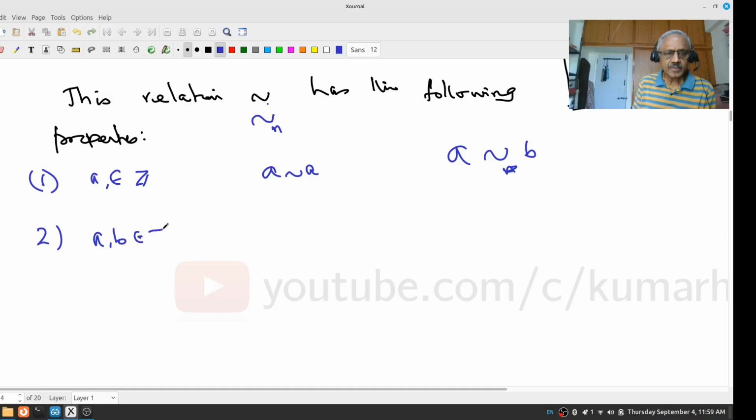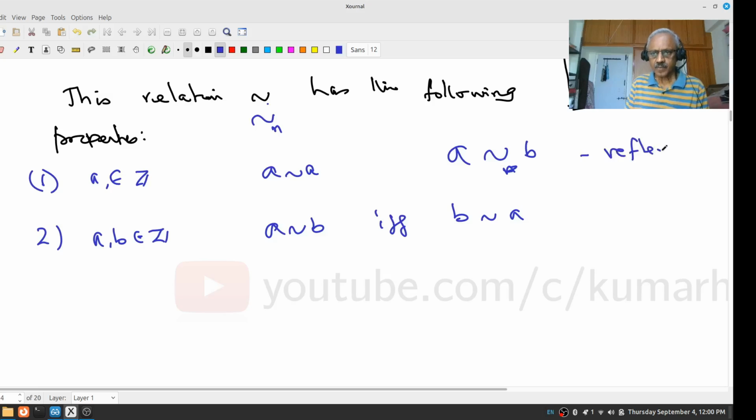The next thing is, if a and b are in Z, then a is related to b if and only if b is related to a. This is called symmetric. That is, the earlier property is called reflexive, and this one is called symmetric. That's the same thing, there is nothing more. What is the third one?